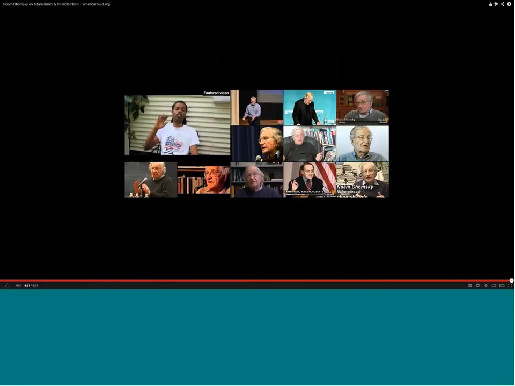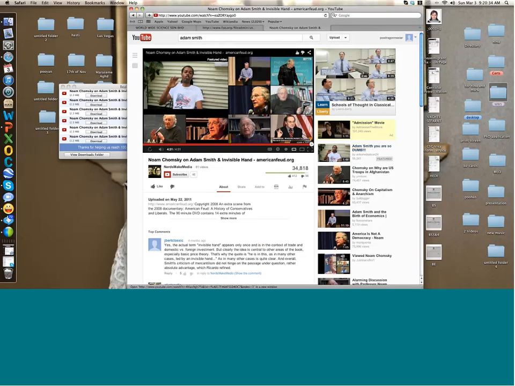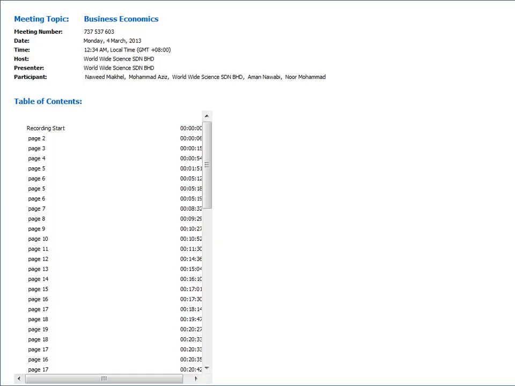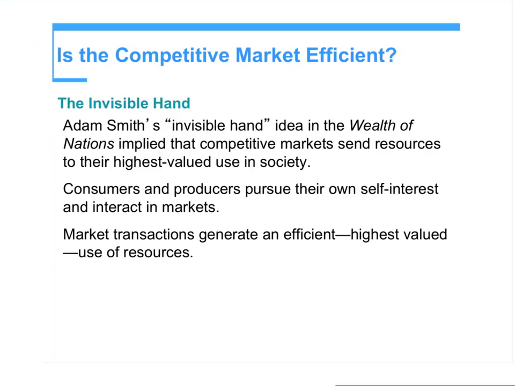Okay, so that was a kind of controversial speech of Noam Chomsky on Adam Smith. Noam Chomsky is known for his very controversial thoughts and a lot of concepts. So that was a different perspective. I just wanted you guys to see a different perspective of Adam Smith's views. And so let's move on.